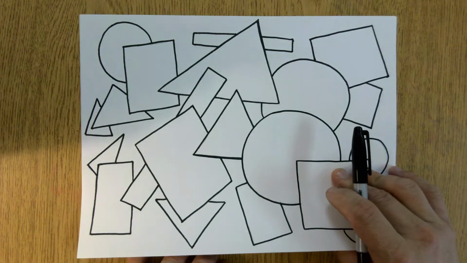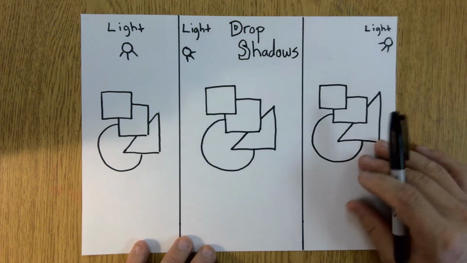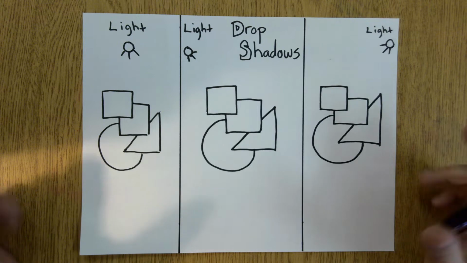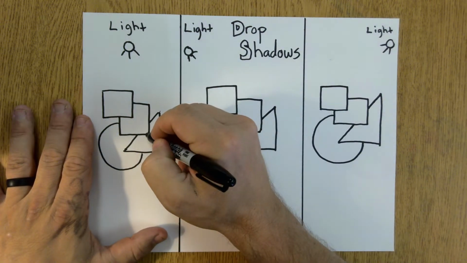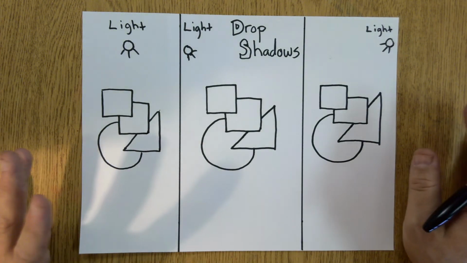What we're going to do today is we're going to talk about light and a particular method of creating illusionary space called drop shadows. Drop shadows are an illustrative technique tool for creating the illusion of space with light.